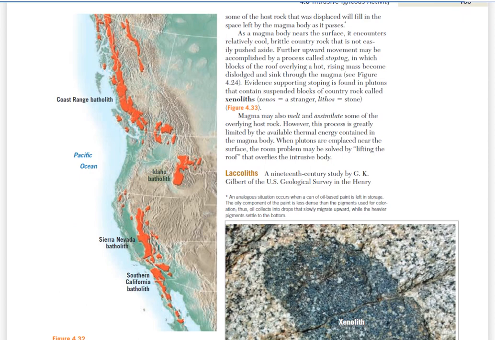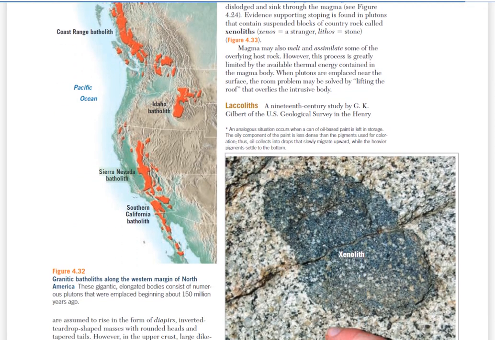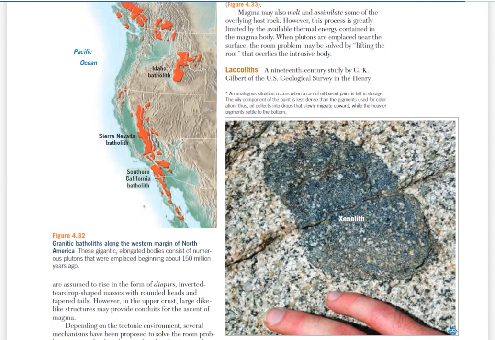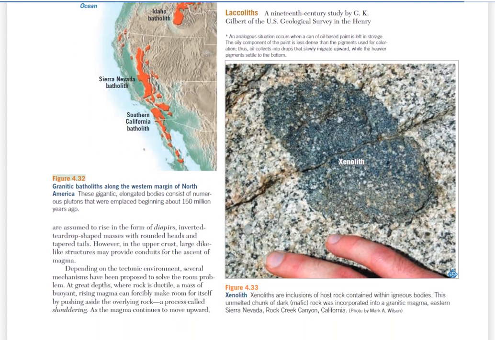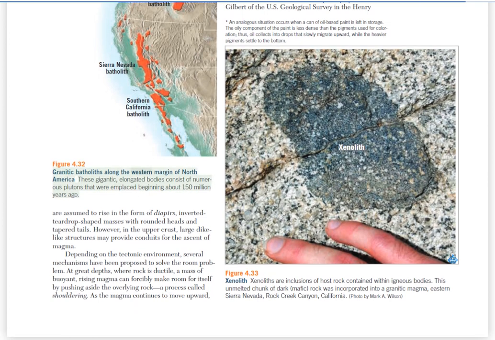Idaho batholith. Pacific Ocean. Sierra Nevada batholith. Southern California batholith. Figure 4.32. Granitic batholiths along the western margin of North America. These gigantic, elongated bodies consist of numerous plutons that were placed beginning about 150 million years ago.